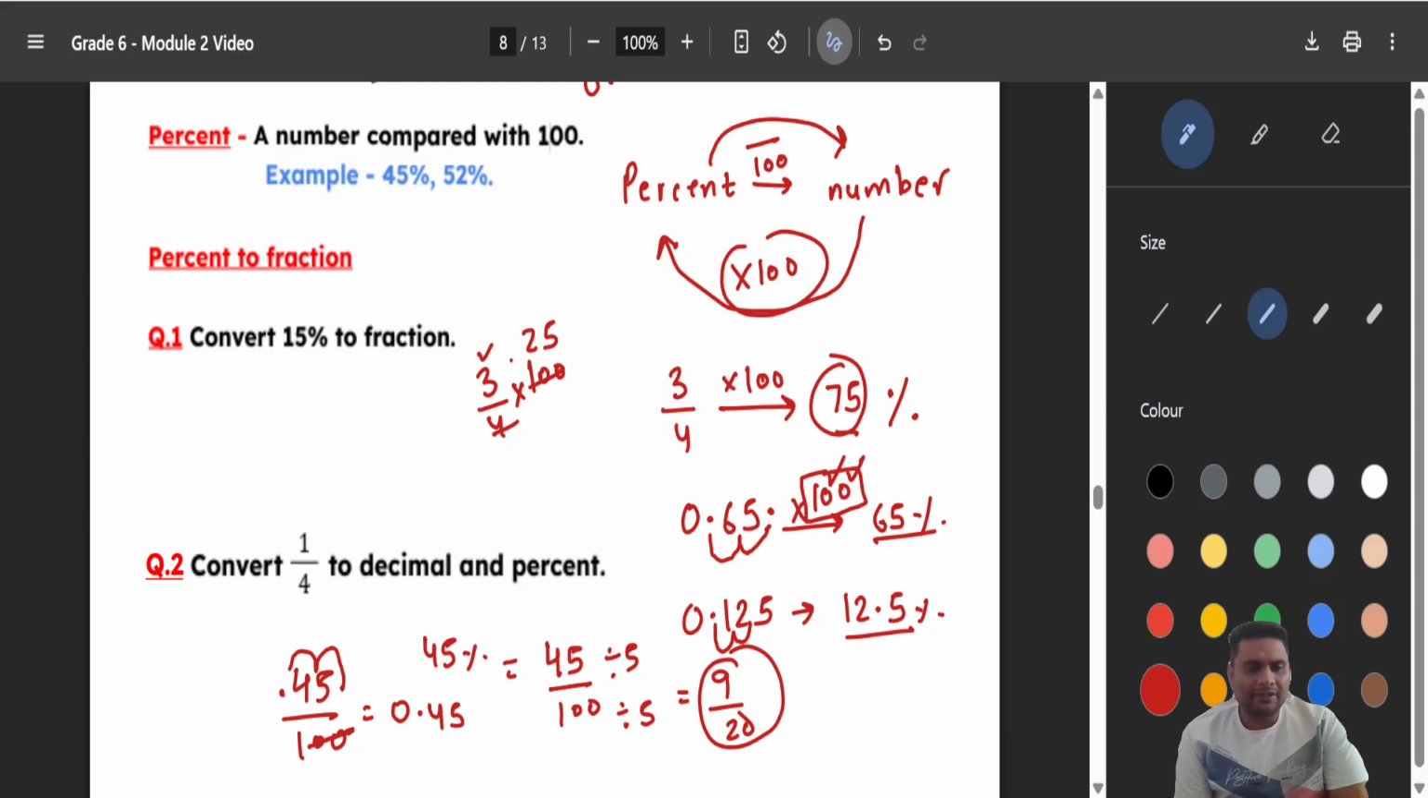Again, take one more example. If I have 25% and I want to change it into decimal, 25% means 25 over 100. 2 zeros, just shift 2 steps. This will become 0.25 as decimal, and as fraction it will be 25 over 100, and then you can simplify it further. So I hope you get the idea how to do it.